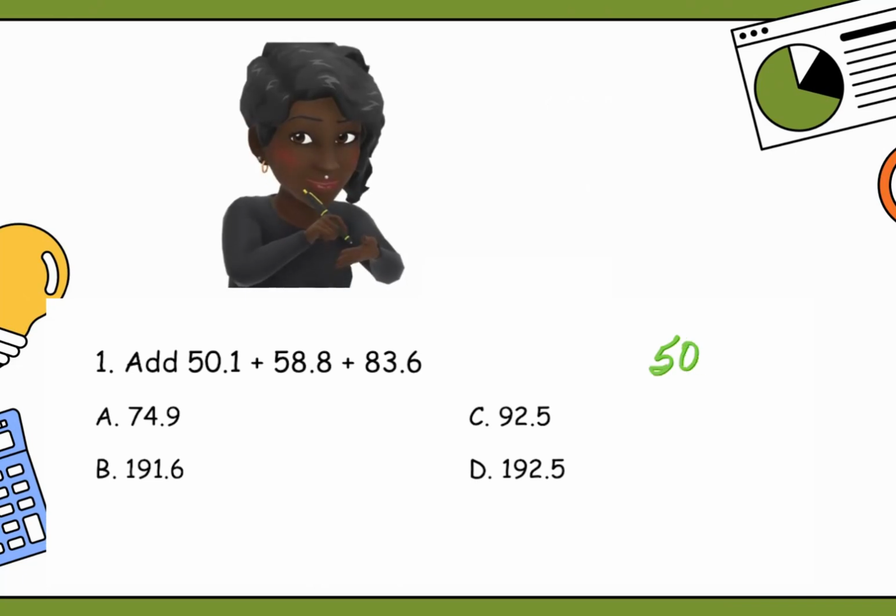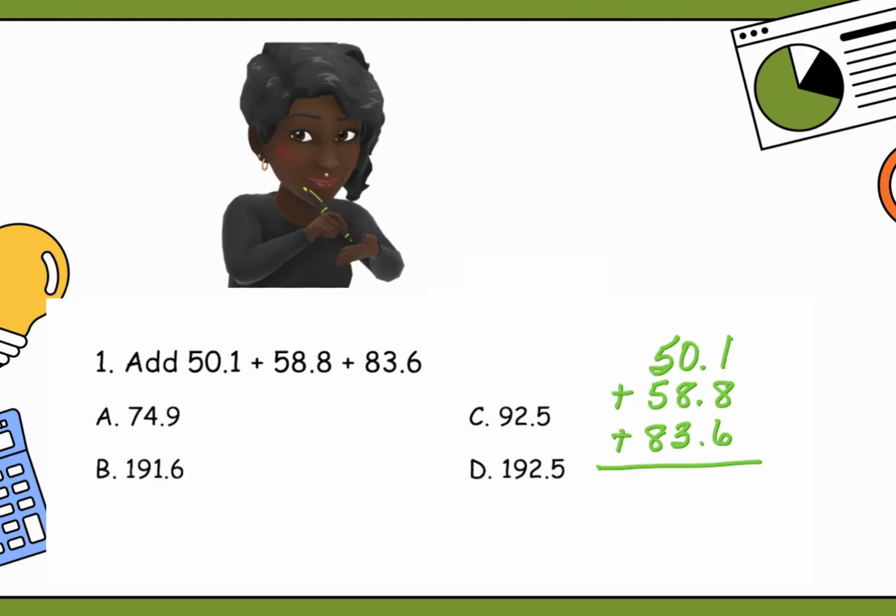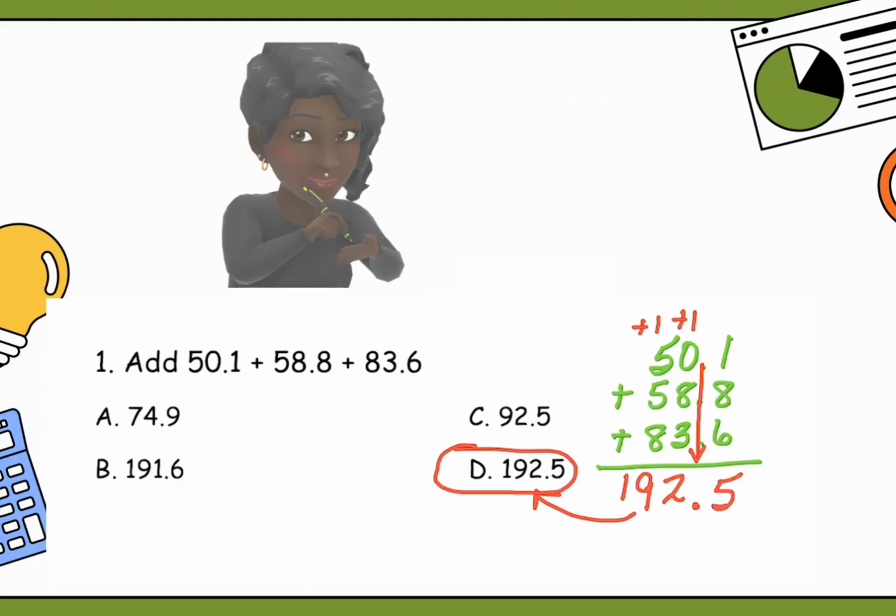In question number 1, our goal is to add the decimal values by making sure to line up the decimal. As we begin to add this, we have 1 plus 8 plus 6. Write your 5 in. Don't forget to bring your decimal point straight down, and then we're going to write the plus 1 there. So 1 plus 8 plus 3 is 12. We add the 1 here. 1 plus 5 plus 5 plus 8 is 19. So for this answer, our answer is letter D, 192 and 5/10.